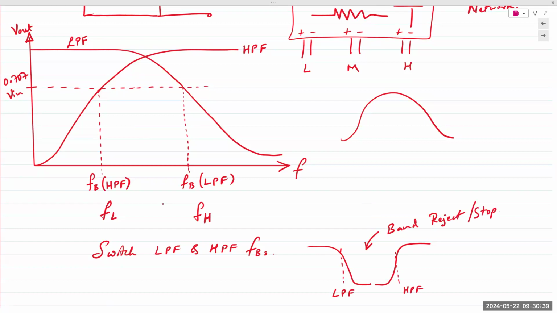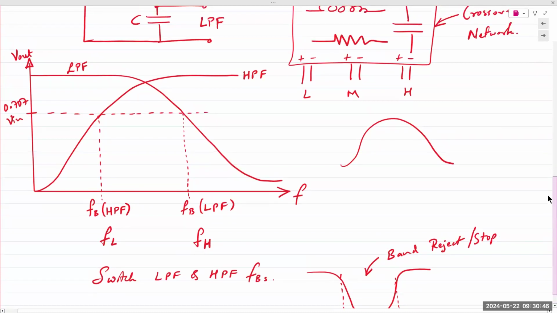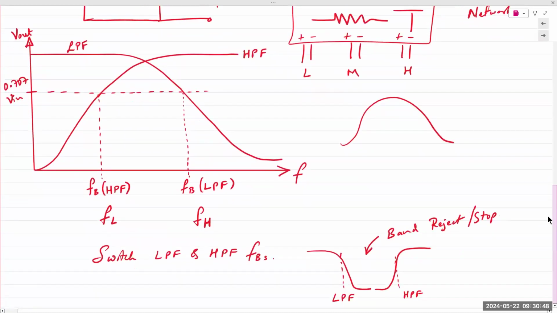Band reject or band stop filter. There are certain bands of frequencies we don't want coming in, so we reject those and everything else comes in. Again, by designing with the values of the components, you can change how it looks.